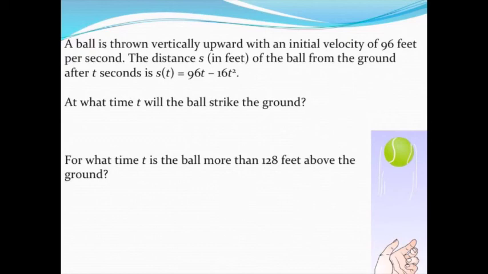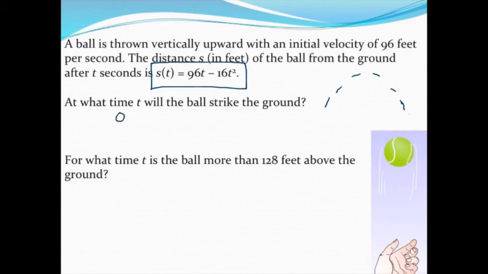In this example, we're throwing a ball through the air. The height of the ball can be modeled by this equation right here, which is of course going to be a parabola, because a ball will go up and then come back down, forming a parabola. Our first question asks us to find the time when the ball will hit the ground. In other words, we just want the height to be 0.